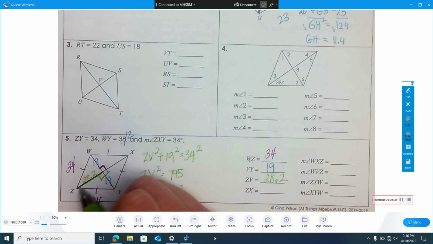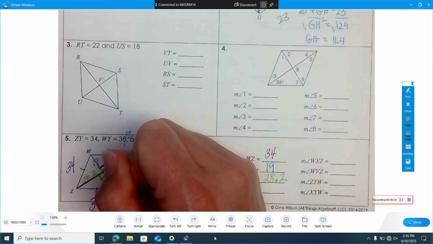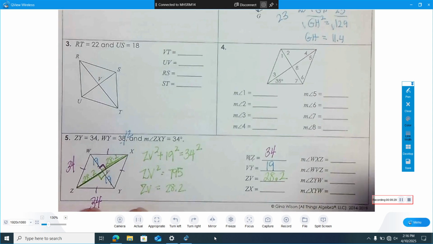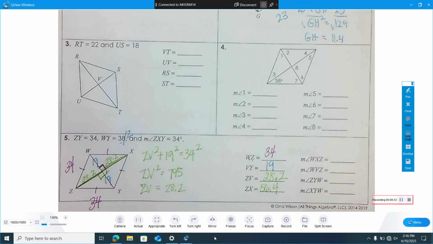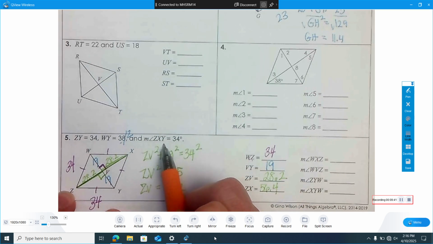If that little baby diagonal is 28.2, what's the other diagonal? Also 28.2. So what's ZX? 56.4. How'd you get 56.4? Add them up or double? Double the baby. Double the baby. All right. Okay. ZXY.